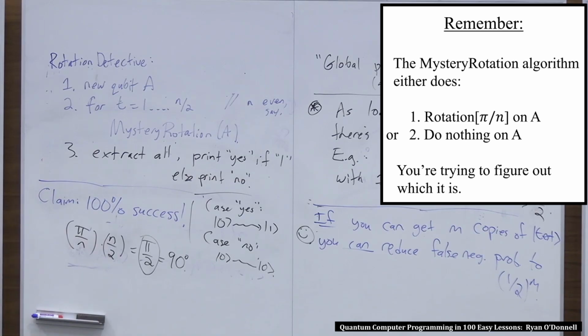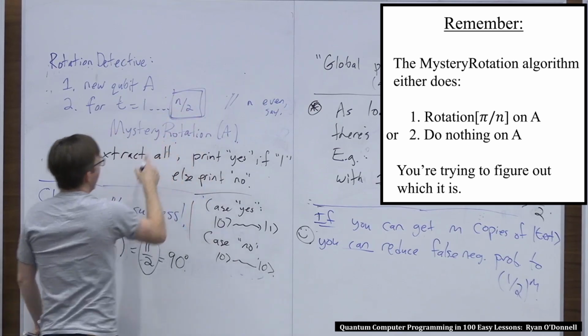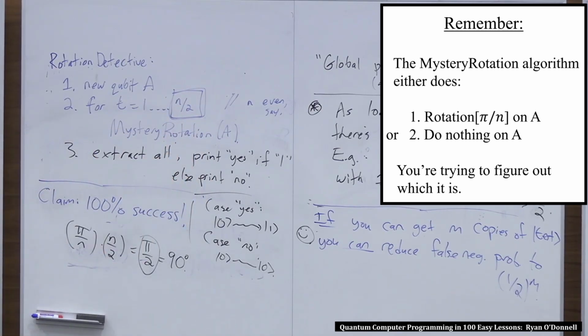Okay, so you amplify this pi over n angle to a 90-degree angle, and now you're like, oh, 90 degrees, I can perfectly distinguish. And the cool thing is this right here. The number of times you used the distinguisher was basically n. In fact, n over 2.